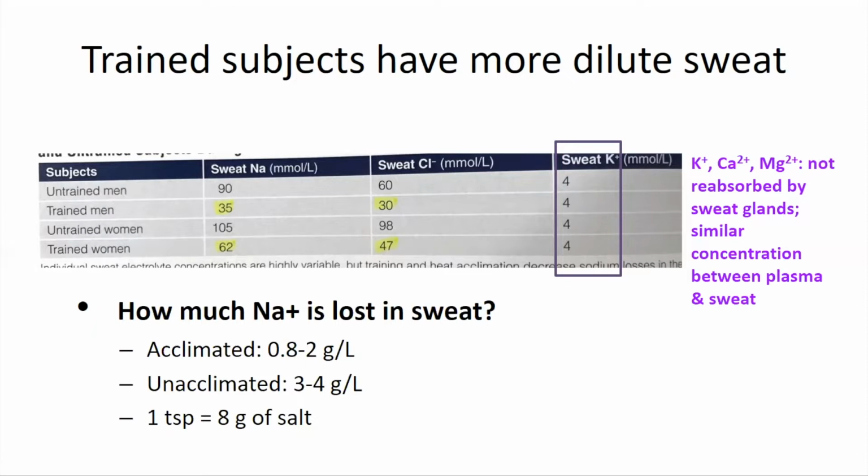So notice that potassium, calcium, and magnesium are not reabsorbed by the sweat glands, and therefore the sweat composition is going to be similar between plasma and sweat.